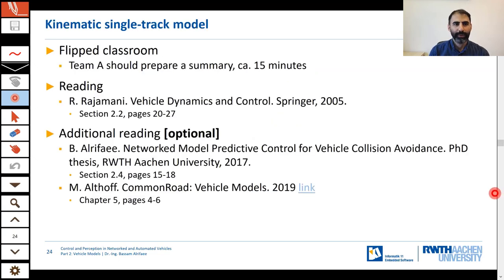Now coming to the first flipped classroom of this course. So we communicated with you on Monday, I think, that Team A should prepare a summary of around 15 minutes about the kinematic single track model. You should have read section 2.2 of Vehicle Dynamics and Control. It's around 7 pages. And you have also got additional reading resources for deepening your knowledge. So I'm excited about the presentation of Team A.